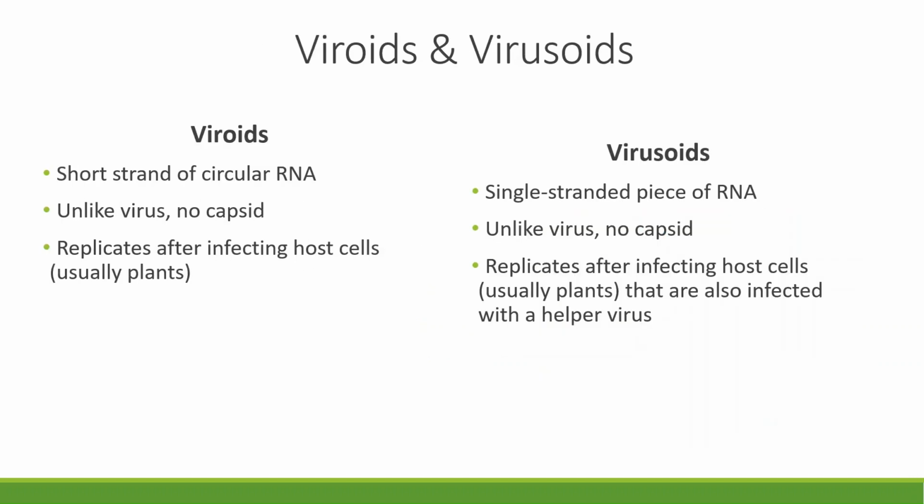Now, virusoids, they're just a single-stranded piece of RNA. And again, unlike viruses, there's no capsid. Virusoids are even simpler. In fact, they lack some of the necessary components in order to replicate. They actually require a helper virus. So they must piggyback along with another virus in order to be an infectious agent.